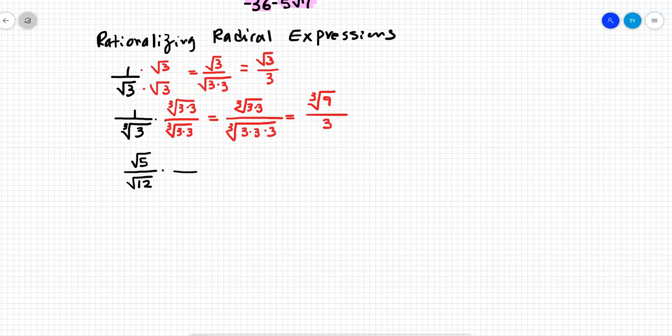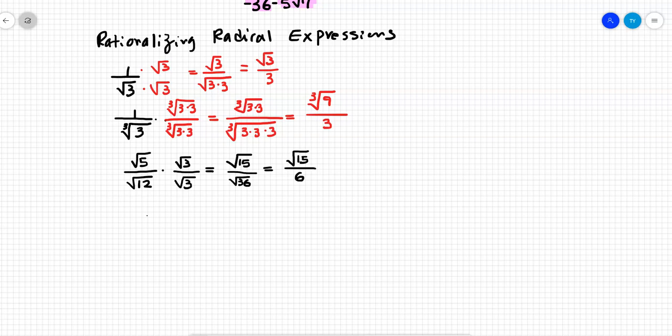So in this case, I'm probably going to multiply by square root of 3, top and bottom. Why? Because I know exactly what the square root of 36 is. So on the bottom it's going to be square root of 36, and on the top it's going to be square root of 15. Square root of 36 is just a 6. I mean, you can still do it with the square root of 12, that's all right. But sometimes you do have to use the small number there.